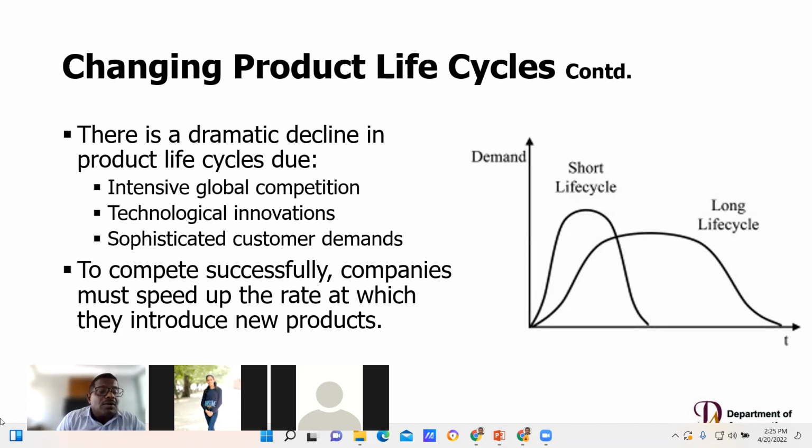So that is important. That's a kind of thing. In that way, management accounting has changed. To compete successfully, companies must speed up the rate at which they introduce new products.